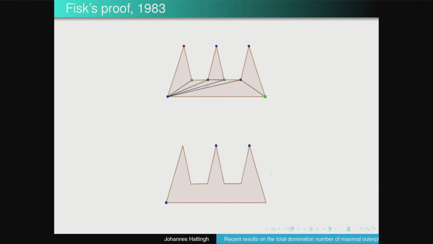So that was a very elegant and very simple proof. It appears in the Journal of Combinatorial Theory as a one-page proof. And of course, you all know the Journal of Combinatorial Theory is very snobbish.